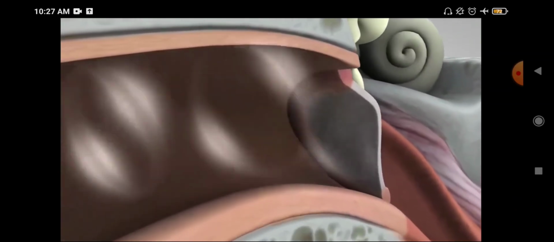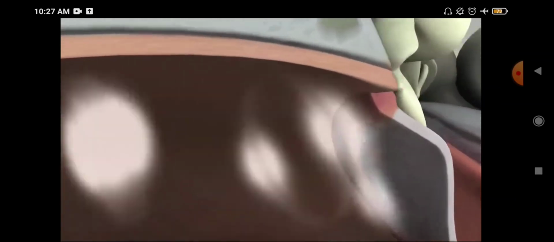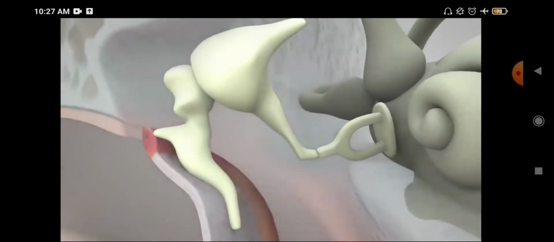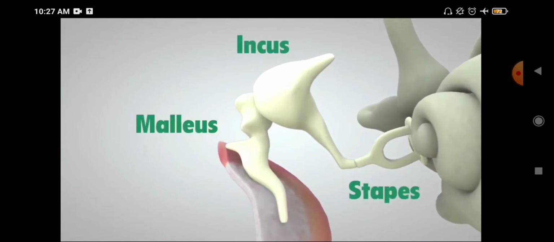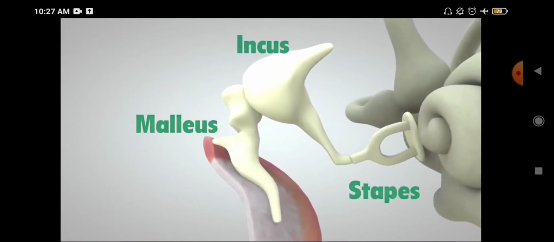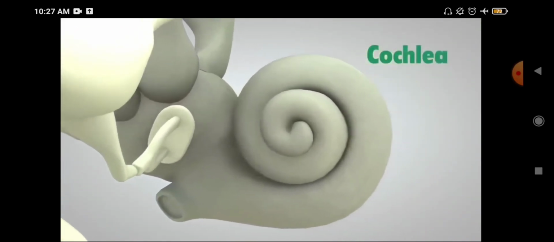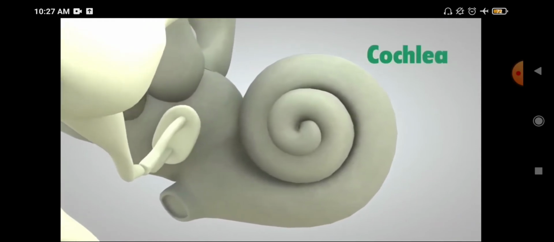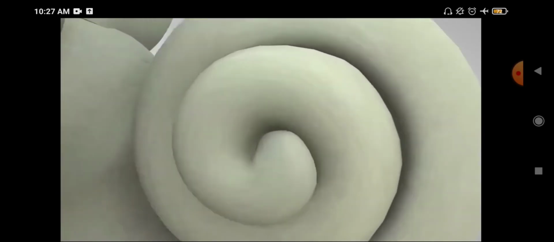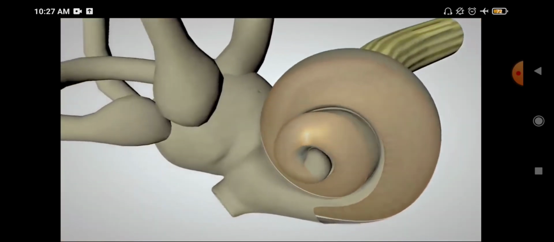Due to sound vibrations, the eardrum vibrates, and when the eardrum vibrates, it moves these three bones: malleus, incus and stapes. Incus and malleus are like a hammer, as you can see, and when they vibrate, these vibrations are amplified by these three bones. They increase the vibration, and this vibration reaches the cochlea. The cochlea is filled with liquid.